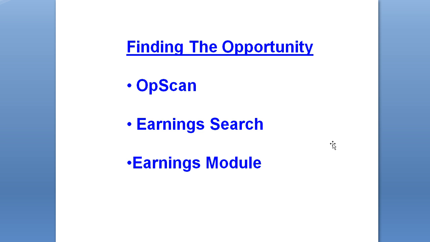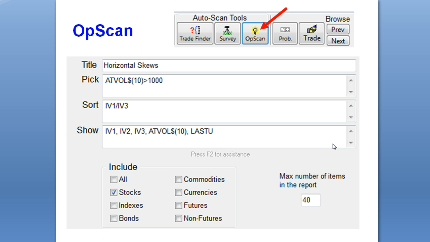There's three ways we can find opportunities: OpScan, earnings search, and then I'll give you a little peek at our earnings module. First of all, in OpScan. In OptionVue, you would click the OpScan button at the top, and you can create a brand new scan if you would like, and you would just click New and fill it in with these items here. Horizontal skews, you can label the title as you wish. I want to simply look for all the stocks that trade over $1 million. This is in thousands of dollars, and you have 1,000 there.